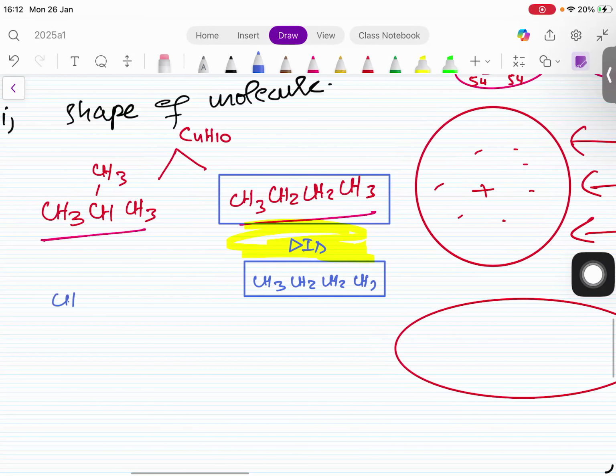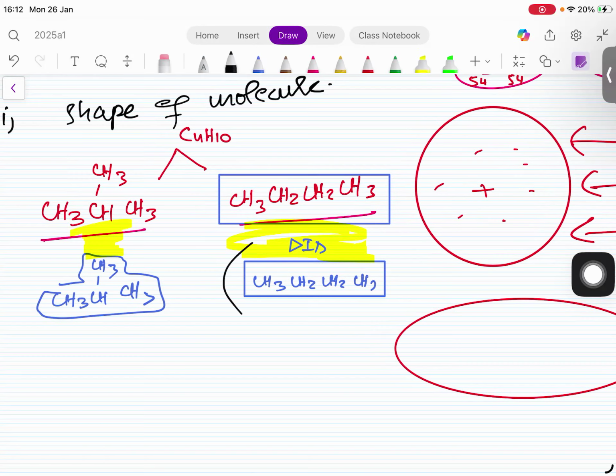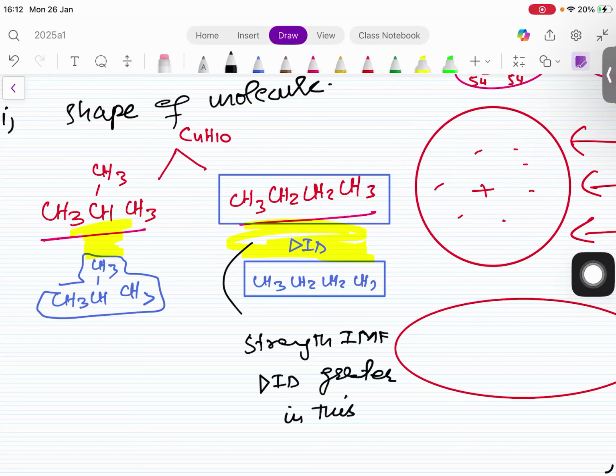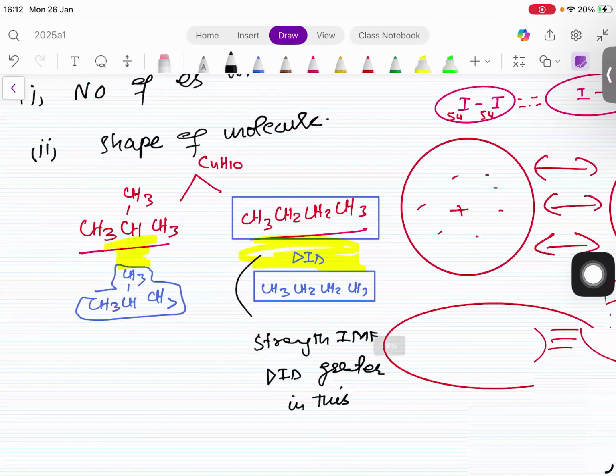Similarly, look at this. Where is the more surface area? Over here or over here? That one? So molecular size is the same, but the strength of intermolecular forces would be higher. The strength of DID forces would be greater in this unbranched one. Hence it's going to have a higher melting and boiling point. So this is how the shape also matters, but primarily it is the number of electrons.